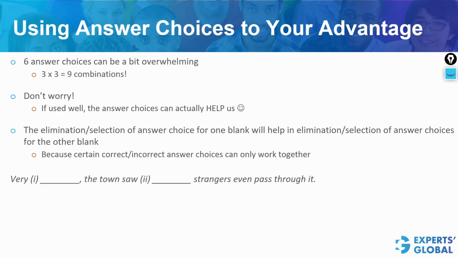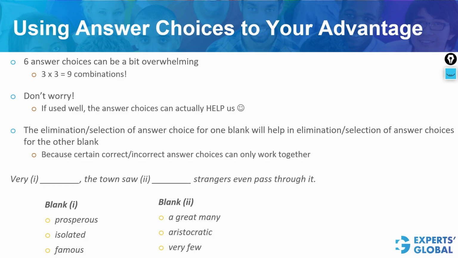Let's look at this simple example. Here are the answer choices. Imagine "very prosperous. The town saw aristocratic strangers" would make sense. So prosperous can work with aristocratic. If one is selected, the other selects itself. If one is rejected, the other rejects itself.